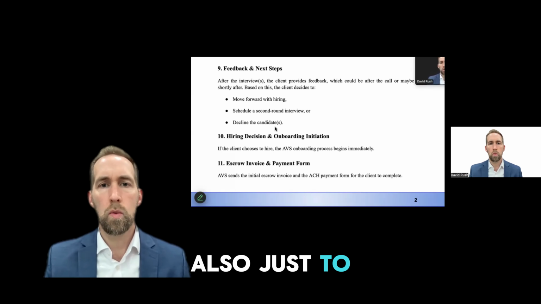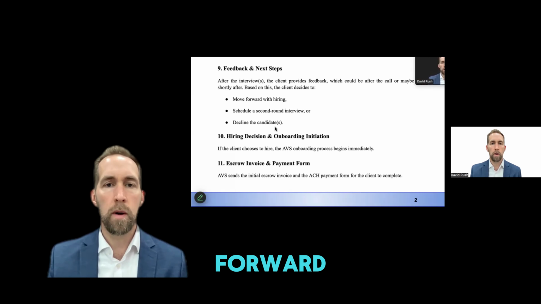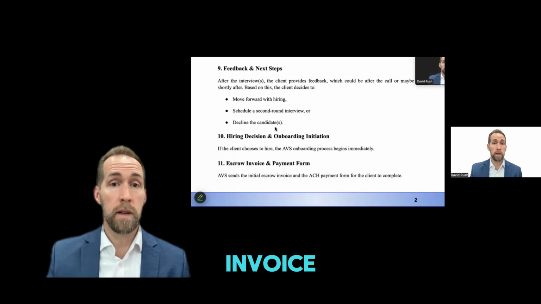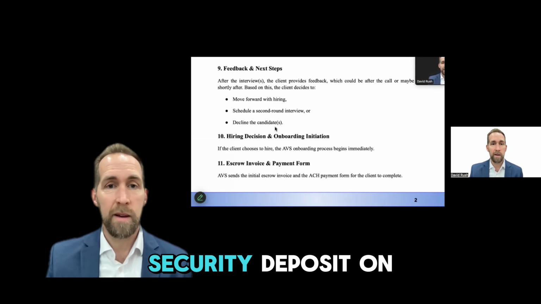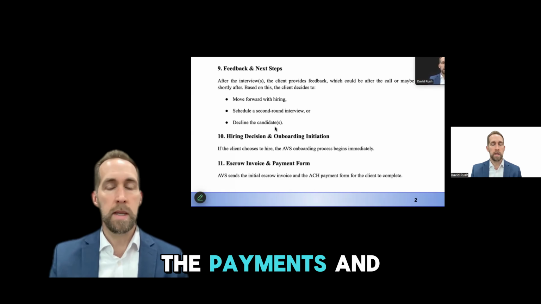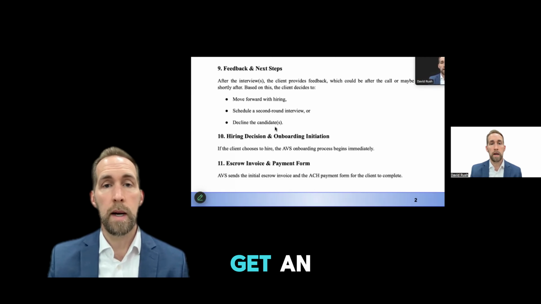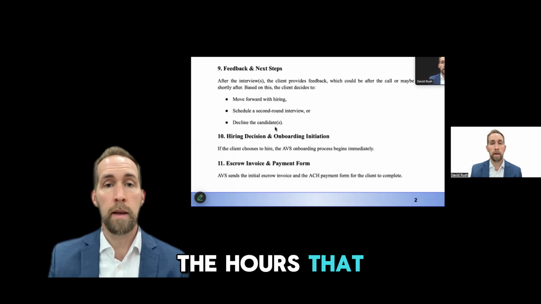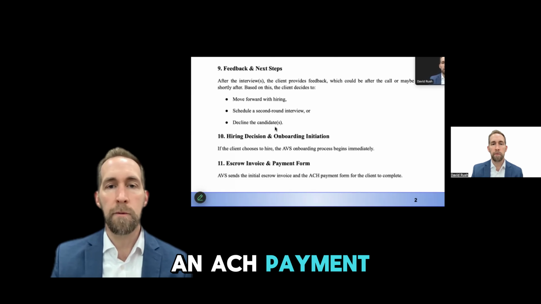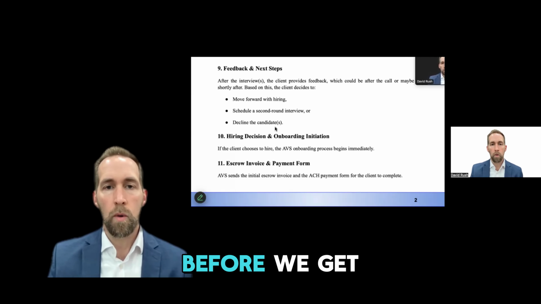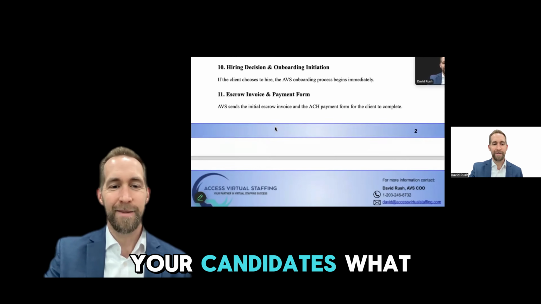Also, just to know that once the yes in the process has been affirmed and you're ready to move forward, we'll send you an initial escrow invoice, which is the initial amount we hold up front, just as a security deposit on the payments and what money we'll need from you moving forward. And then every 2 weeks, you'll get an invoice for the hours that the employee worked. And we'll also need that payment form I mentioned. It's an ACH payment form, and we like that before we get started with the actual work and the start date for your candidates. What else do we have here?